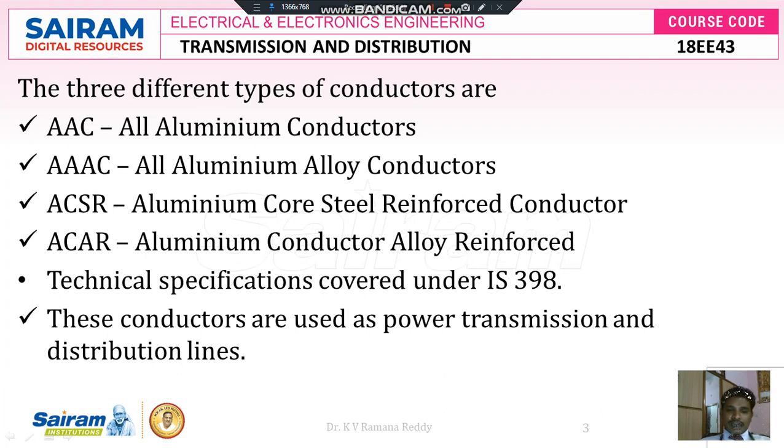These conductors are used in power transmission and distribution lines because their conductivity is very high and they have good tensile strength or mechanical strength. So that's why these types of conductors are preferred for high voltage transmission systems. Both in power transmission systems and distribution systems we use these conductors.